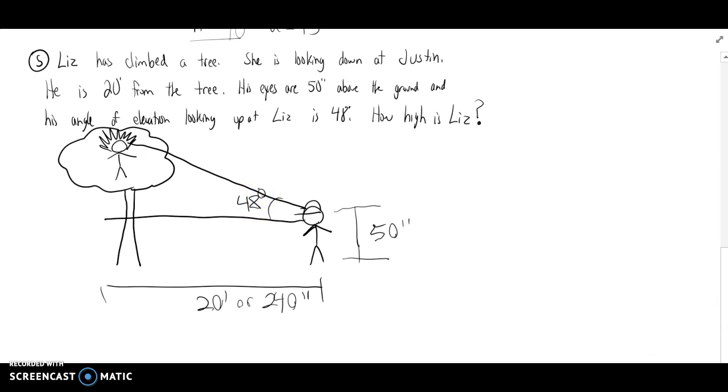And then Cal would like to talk about the next part. Alright, so to find the height of the tree, you want to take the tangent of the angle, which is x over 240, which is the opposite over the adjacent. And then you're going to multiply both sides by 240. Write it out.